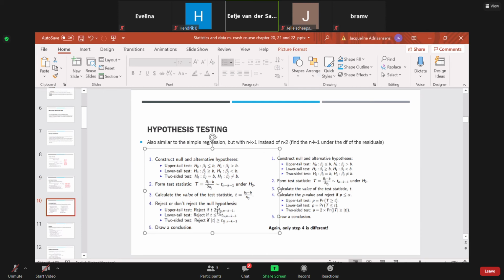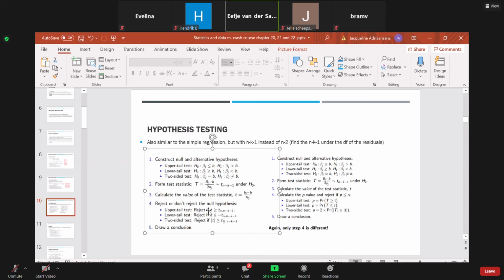So this is your critical value. And if your t is bigger than that for an upper tail test, then you reject it. But if it's smaller than it for a lower tail test, then you also reject it. Because remember, this was an upper tail test, this was a lower tail test. So you really have to look at what you're testing, and only then you can make conclusions.